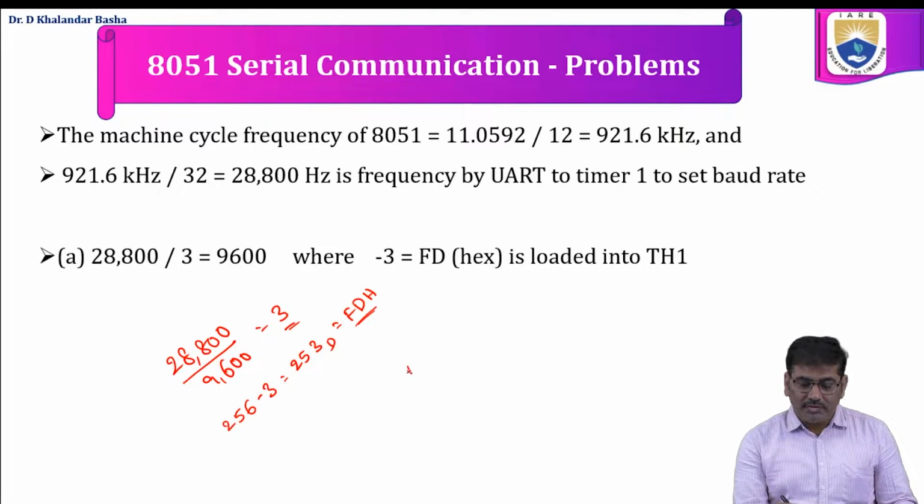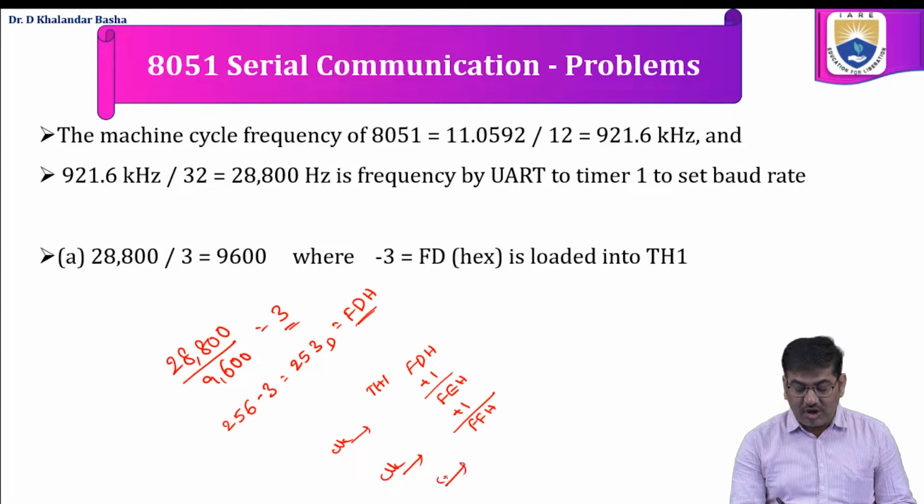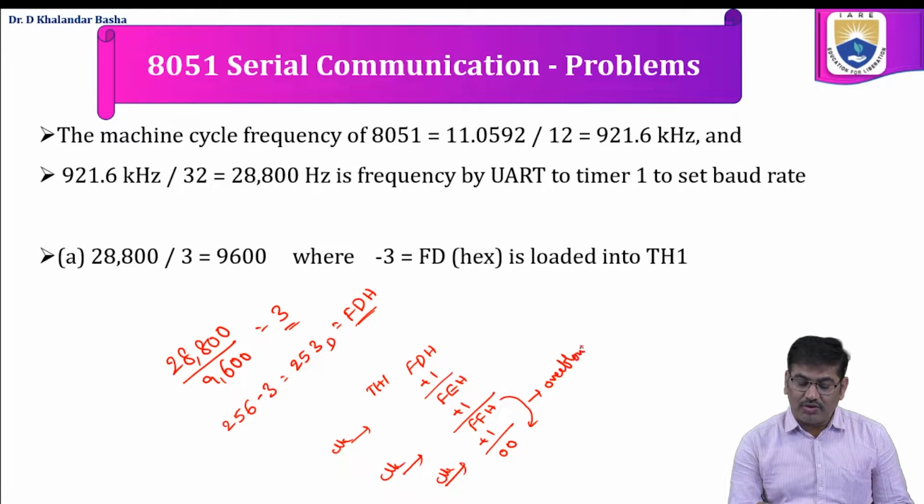So if FDH is loaded into TH1, for the next clock pulse this will be incremented by 1, so we get FEH. For the next clock pulse, this count will be incremented by 1, which generates FFH. For the next clock pulse, the value of TH1 overflows from the maximum value to the minimum value. There we expect the overflow, that is, TF1 will be generated.